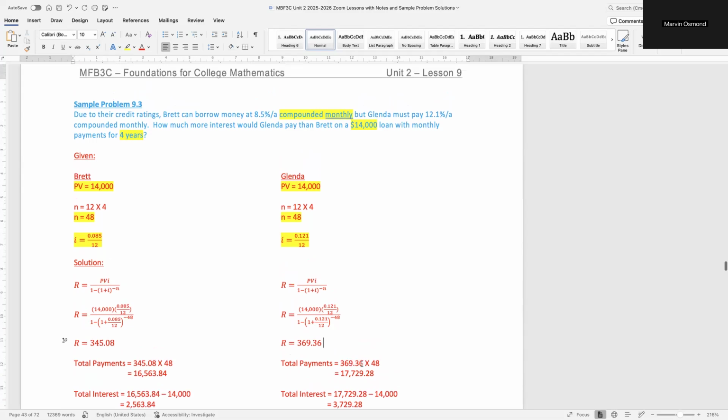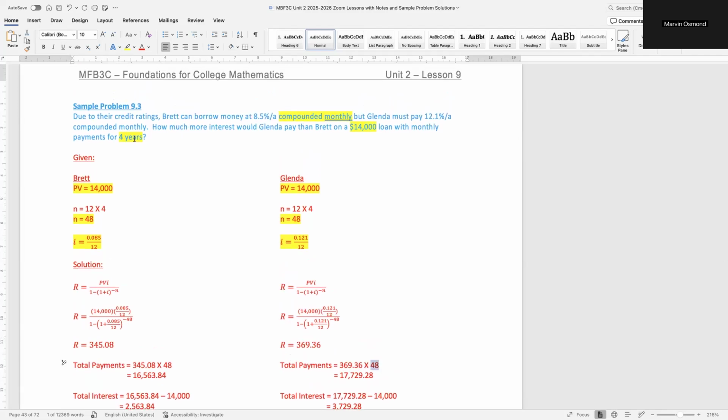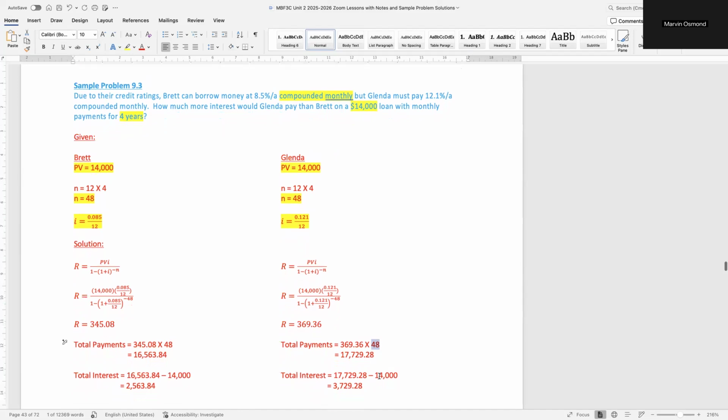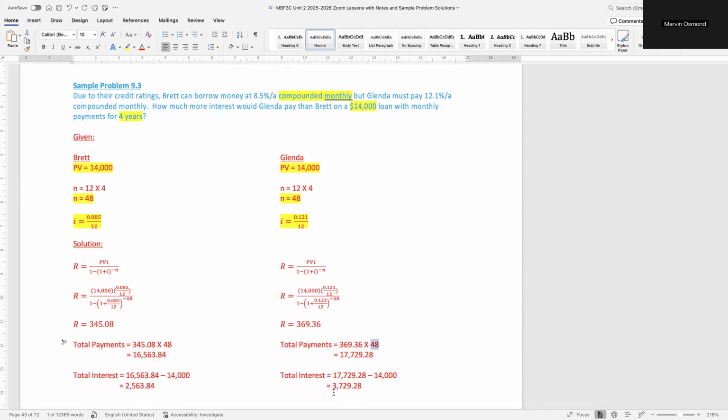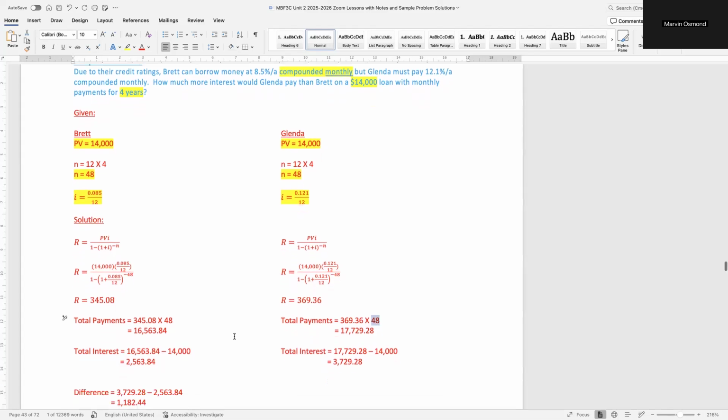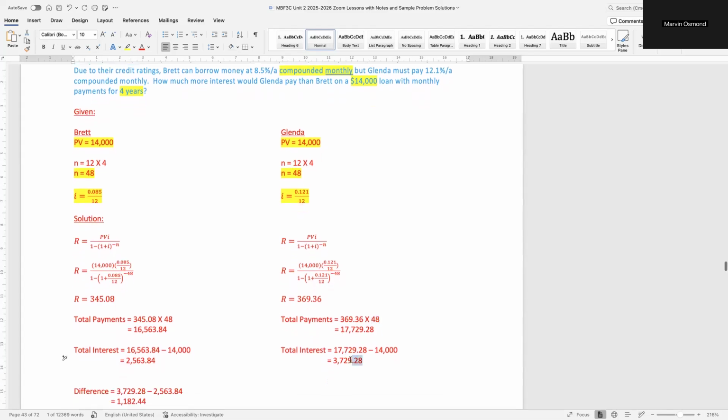So the total payments is going to be 369.36 times 48, because there's 48 payments, 4 years, monthly payments. If you go 369.36 times 48, you get 17,229.28. And if I subtract the 14,000 that we borrowed, then the total interest is going to be $3,729.28. So now you can see that Glenda paid more interest than Brett did.